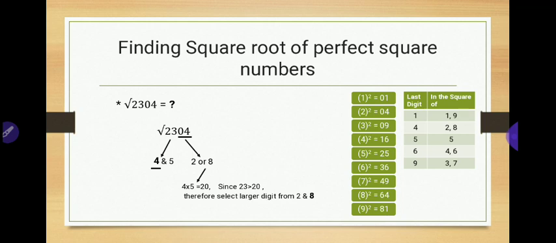Therefore select the larger digit from 2 and 8. So what is the larger digit, 2 or 8? 8 is the larger digit. Therefore I have selected 8 as the unit place of my answer. Therefore the answer of this question, that is the square root of 2304, will be 48. The tens digit will be my 4 and the unit digit of the answer will be 8. So 48 is the square root of 2304.